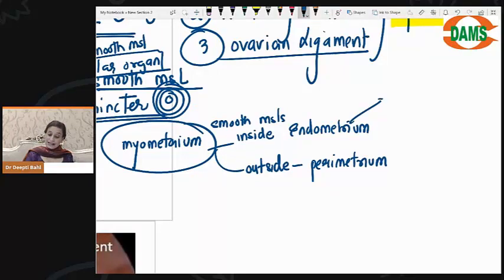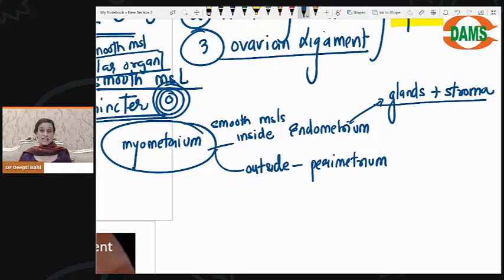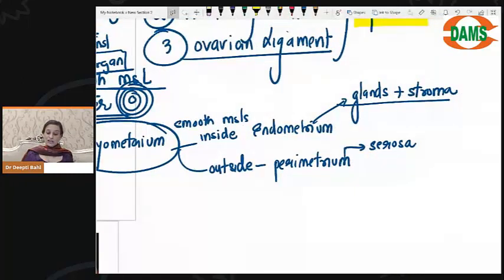The endometrium is made up of glands and stroma, whereas the perimetrium is nothing but the serosa or the peritoneal covering, right? So endometrium, glands and stroma; perimetrium is made up of serosa. Now, when glands and stroma are present in the endometrium, what is the lining epithelium?